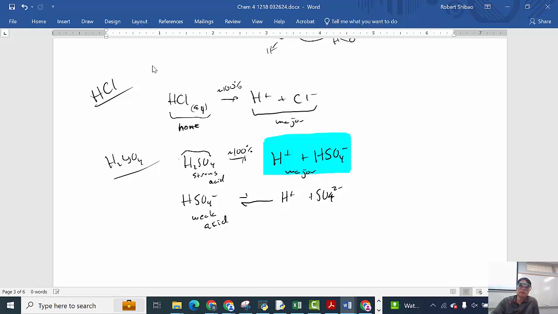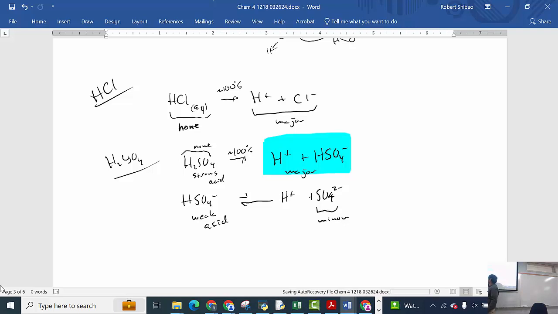H2SO4 molecules, we expect none to exist. If 100% of them ionize, then there are none left, and sulfate would be the minor species here. So when we're doing equations, the CE could have H2SO4, but in the IE, we write H plus and HSO4 minus. And the reason we do that is because water.